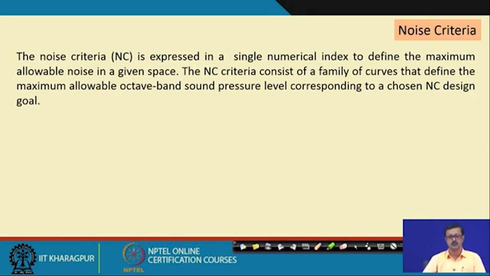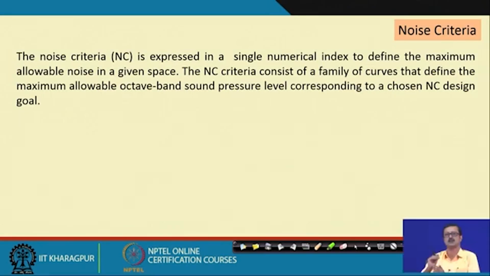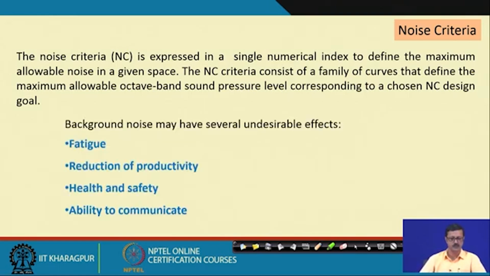The goal of the noise criteria curve is that it is related to a particular activity space. Some activities may require a low level of background noise, while some activities may allow a higher amount of background noise. So, the criteria for background noise is expressed by a family of curves, and that is nothing but the noise criteria curve.